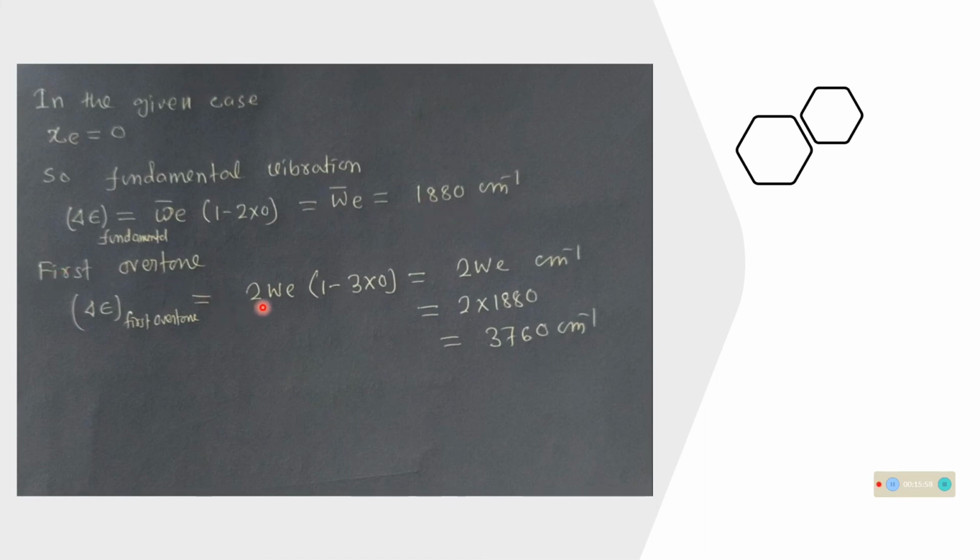For the first overtone, that is 2 omega bar e 1 minus 3 xe, we can put xe as 0 in the given case. So the first overtone becomes only 2 omega bar e. So the first overtone is double the fundamental vibration. If the fundamental vibration is given as 1880, the first overtone should be double of that, that is 3760 centimeter inverse.